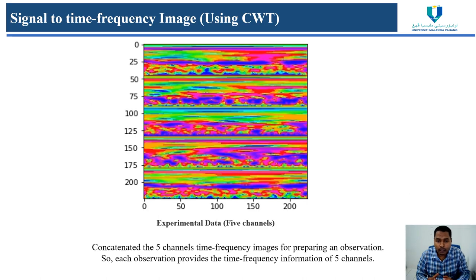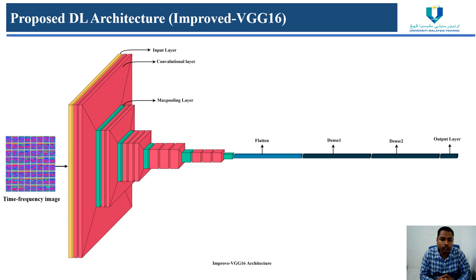As in this study, we have used the 5-channel Emotiv Insight device, we first converted the raw AEP data into time-frequency images using the CWT. Then we concatenate the 5-channel time-frequency images for preparing an observation. So each observation provides the time-frequency information of 5 channels. This figure shows the architecture of the proposed improved VGG16 model.